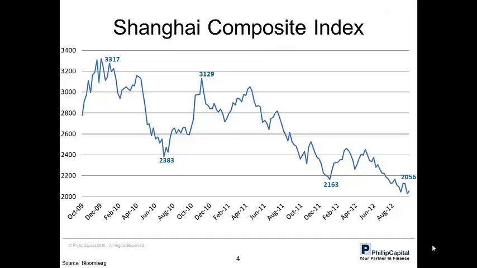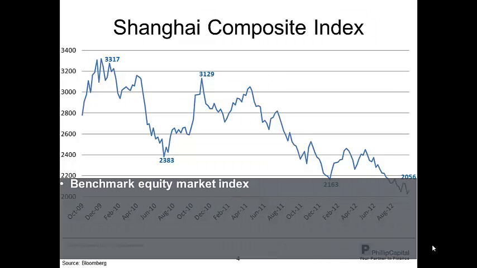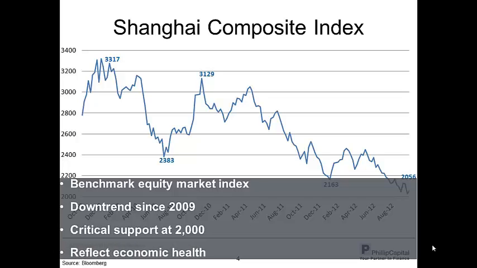The following is a series of charts which shows you that the China economy is slowing. This is China's benchmark equity market index, the Shanghai Composite Index. It has been in a downtrend since 2009, making lower highs and lower lows. At this point in time, it is negotiating the critical support level at 2000, which is also the low in the last 3 years. The stock market reflects the economic health of the country because stock prices reflect corporate profitability, which in turn is dependent on robust economic activities.